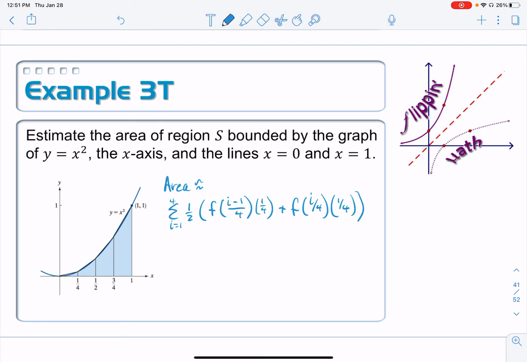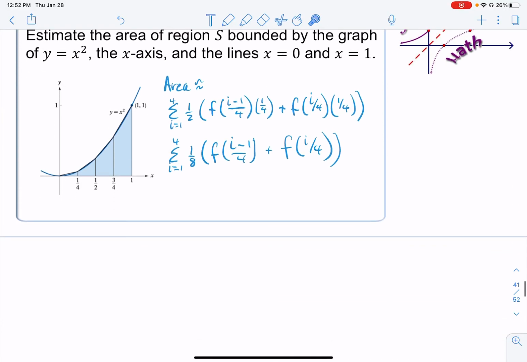And there you go. All right, so notice that you have in common here 1/4. We can factor it out, multiply it times this 1/2 that's right there, and get 1/8. 1/8, and then in parentheses, f of (i minus 1) over 4 plus f of i over 4. So this is all of the function values evaluated at the left endpoints, and all the function values evaluated at the right endpoints.